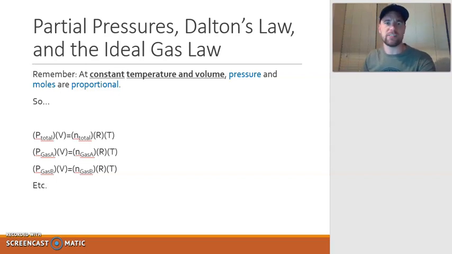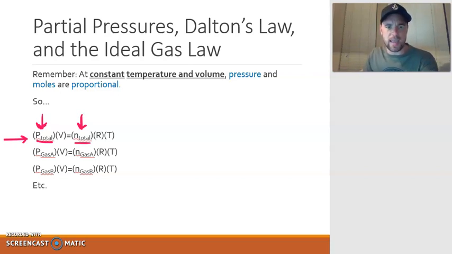So remember in the last video we said that at constant temperature and volume, as long as those don't change, then pressure and moles are proportional. So what that means is if you were looking at the ideal gas law, whatever you plug in for pressure is going to be what you get for moles and vice versa. So if you plug in the total pressure, you'll calculate number of moles. And the reverse is true. If I plug in number of moles total, I'm going to calculate total pressure.